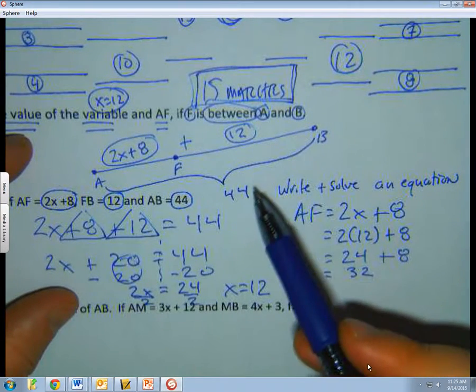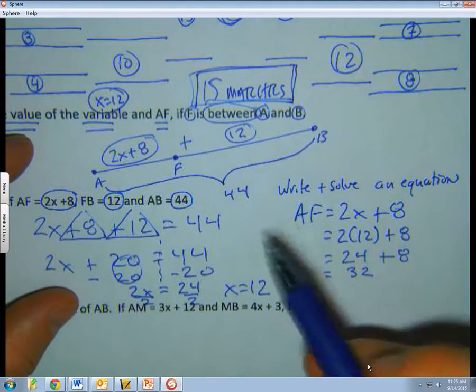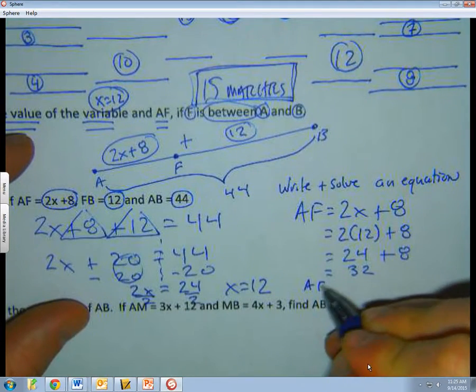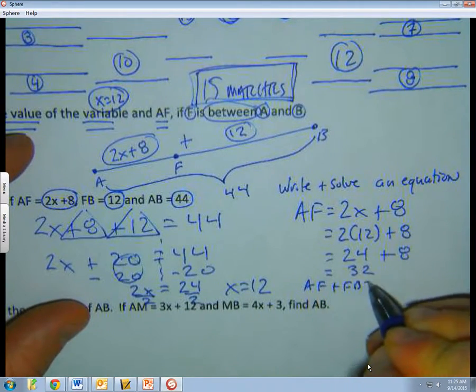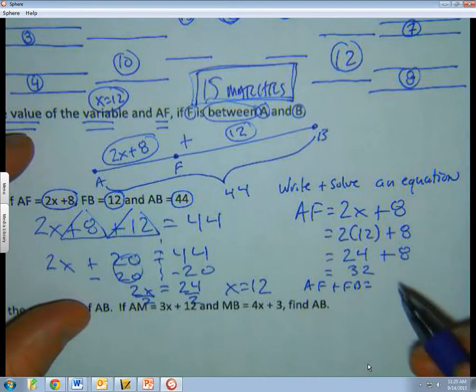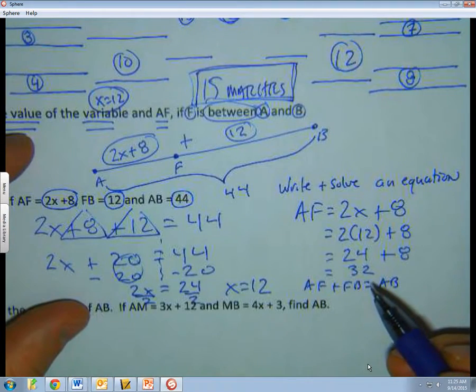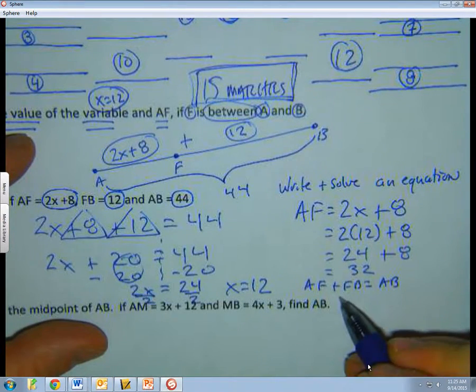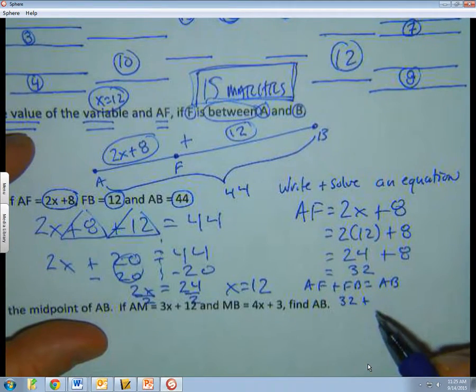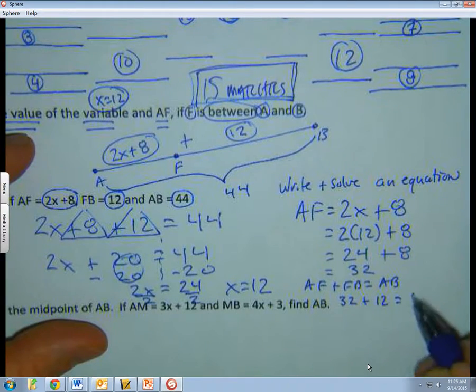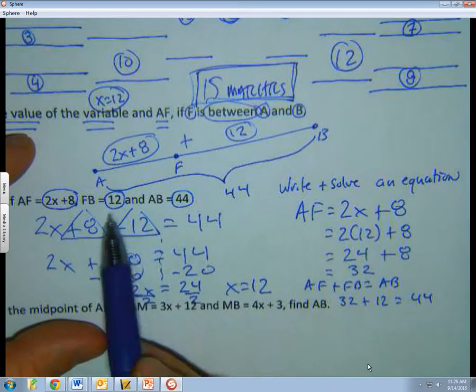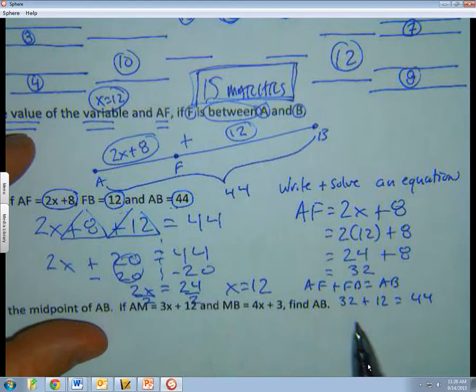So AF plus FB is AB. And we just plug in what we know or we think we know. AF is 32, FB is 12, and AB is 44. So 32 plus 12 is 44. It checks. We get a little smiley face there. It's all good. So we know that that's right.